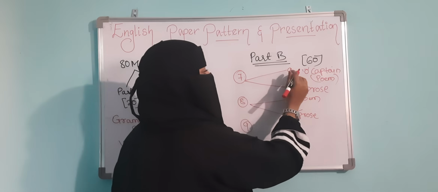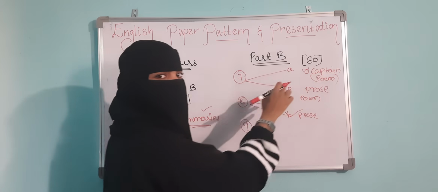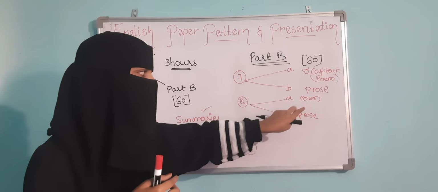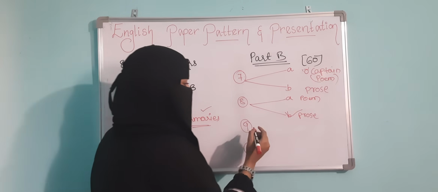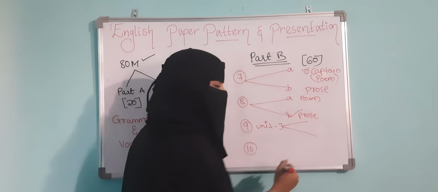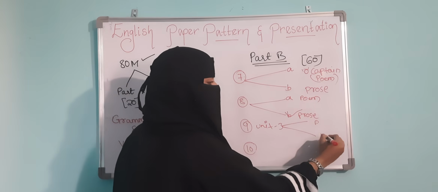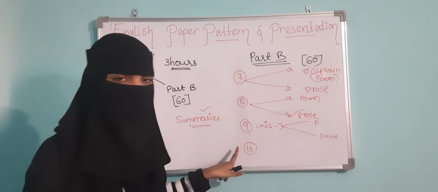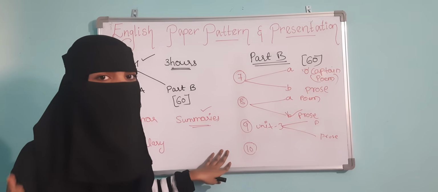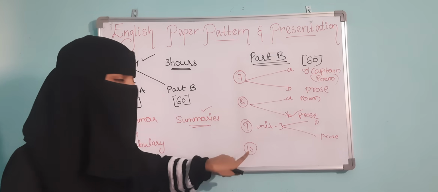From here, unit number 1 question, Oh Captain, My Captain. Here again you are having unit number 2, poem as well as prose. Here from unit number 3, poem, prose. Again same. And the last question, I think you might be feeling like only 3 units are there, 3 summaries are there. Then from which will this question come?